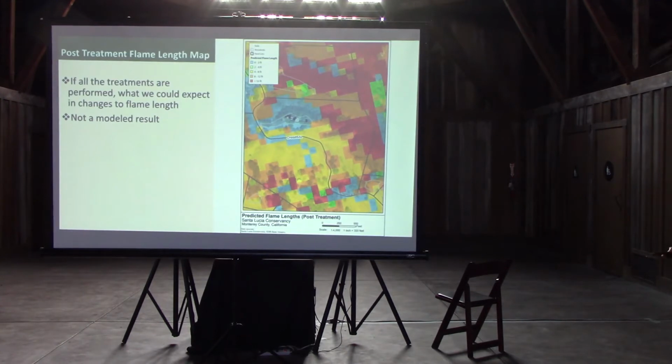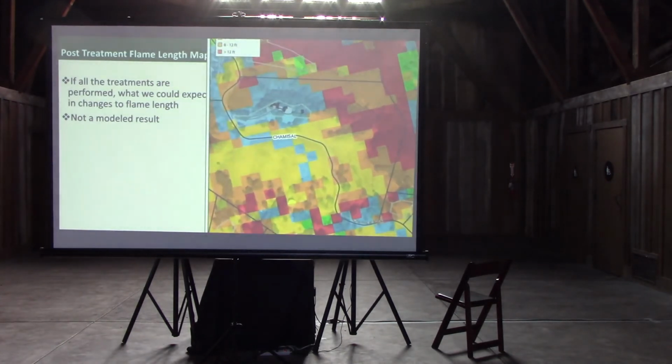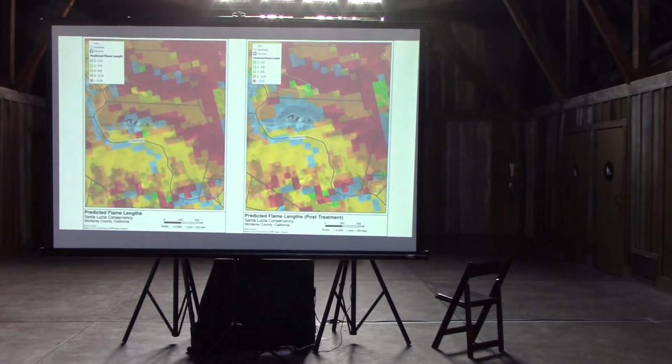And then this is the after, and actually I'll move to the next one because this shows you side by side. Again, it's just to give you a sense that if you do all the treatments, your flame lengths surrounding the property are going to be reduced. That's the whole goal, right?